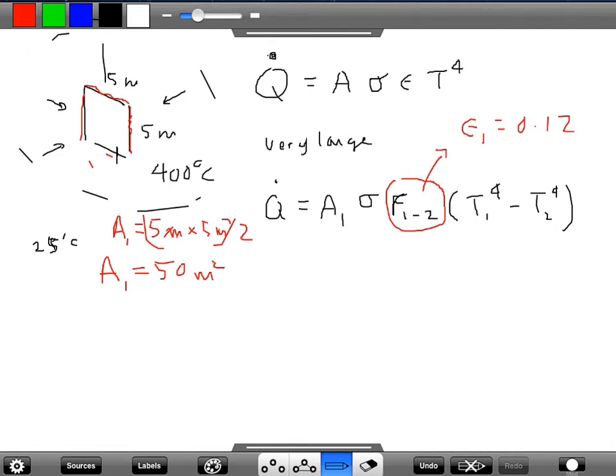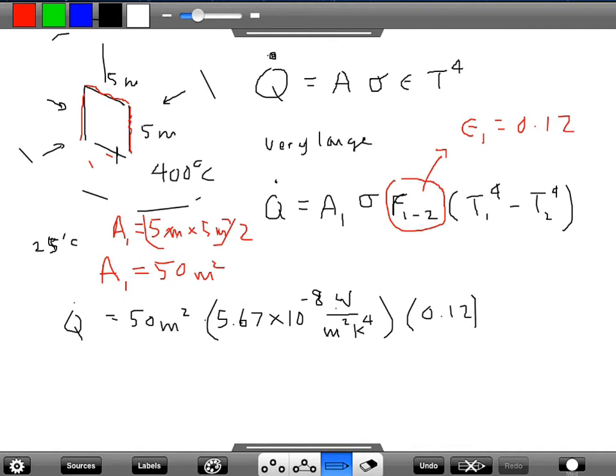Okay, so let's just go ahead and figure this out. We've got that Q1 is equal to 50 meters squared times the Stefan-Boltzmann constant, 5.67 times 10 to the negative 8th watts per meter squared Kelvin to the fourth, times 0.12 times T1 to the fourth minus T2 to the fourth. Now these are both in absolute temperature, so this is in Kelvin. So we need to convert the T values to Kelvin.